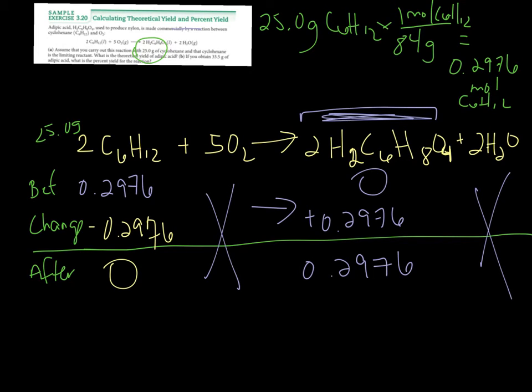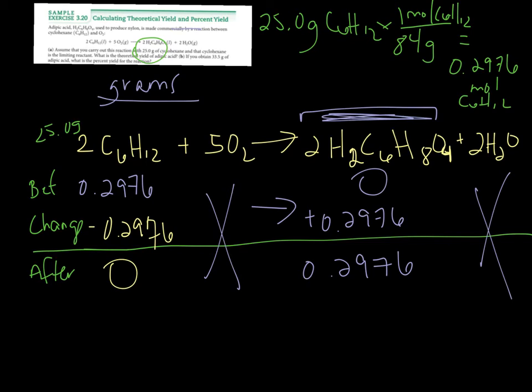Does it ask me to answer that in moles or grams? It does not. However, theoretical yield, unless you're asked for it in moles, is always calculated in grams. Yields are calculated in grams, because we can't measure moles. We don't have a scale to measure moles. So yields are always calculated in grams.